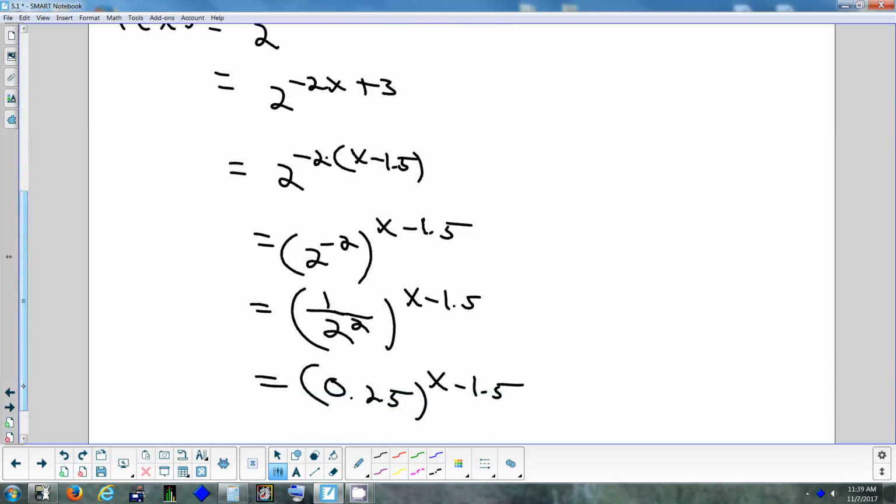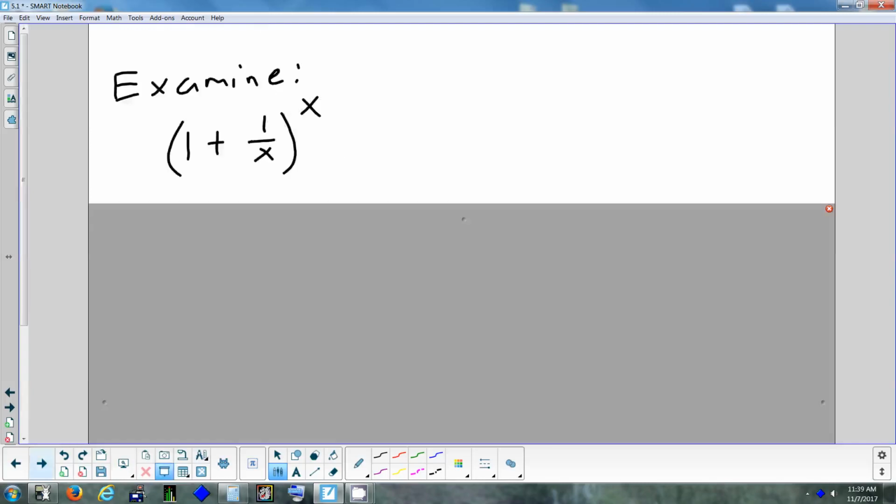Okay. Any questions on that? So that might be something you have to do just to describe transformations. Just get it in the right format. Okay? Always we want x to be a positive number. Usually makes it easier to think about.